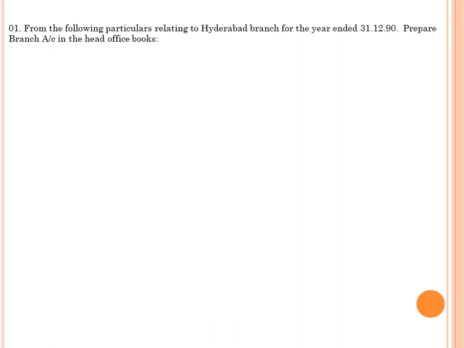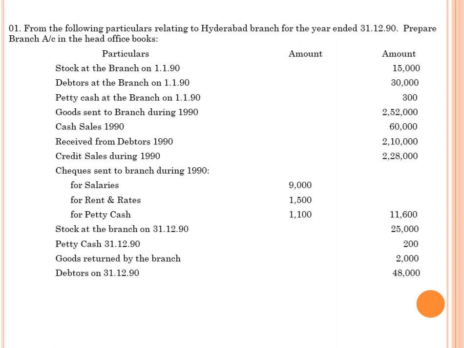From the following particulars related to Hyderabad branch for the year ended 31/12/1990, prepare the branch account in the head office books. Here three columns are given: particulars, amount. Start with the stock at the branch on 1/1/90, 15,000. Debtors at the branch, 30,000. Petty cash at the branch, 300.